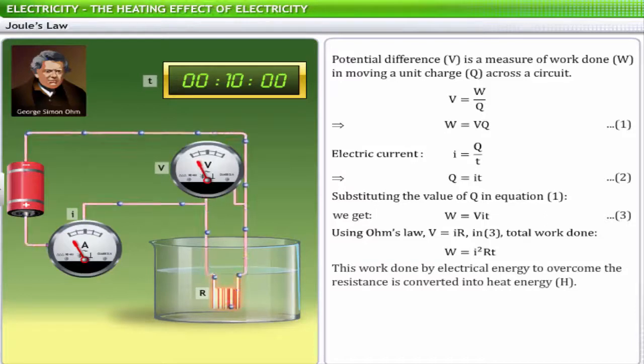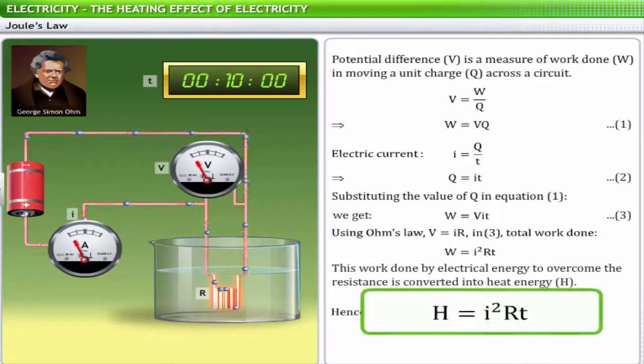This work done by electric current to overcome the resistance of a conductor is converted into heat energy, which is represented by H. Hence, H is equal to I square RT.